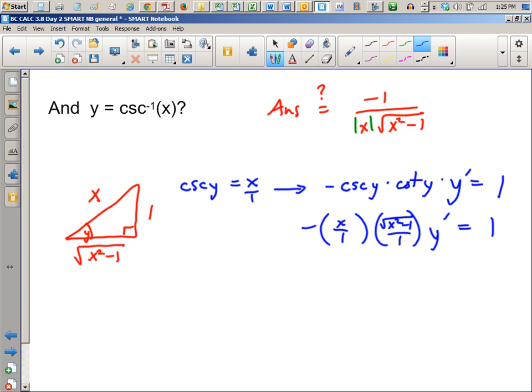Yes, our answer is correct at the top of the board. It is negative 1 over x square root of x squared minus 1. The absolute values show up again as a domain issue. You should know it, but you probably won't need it.